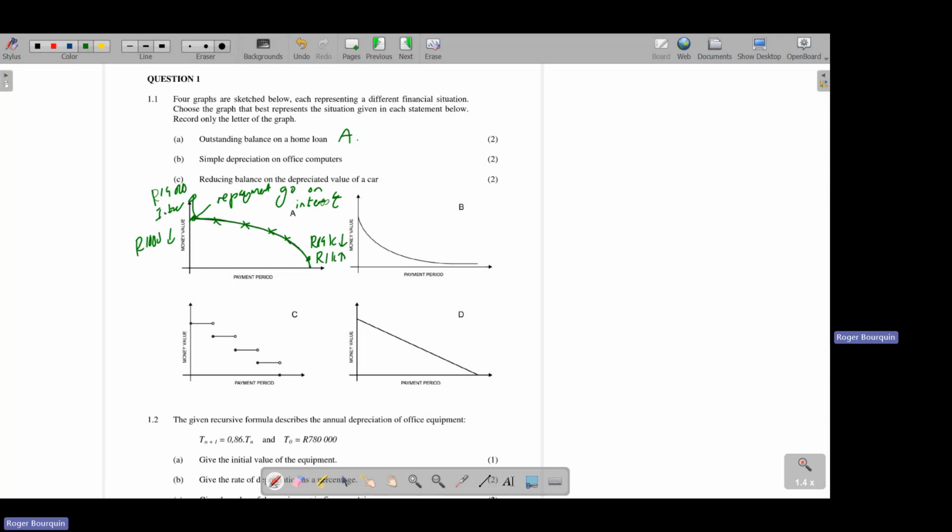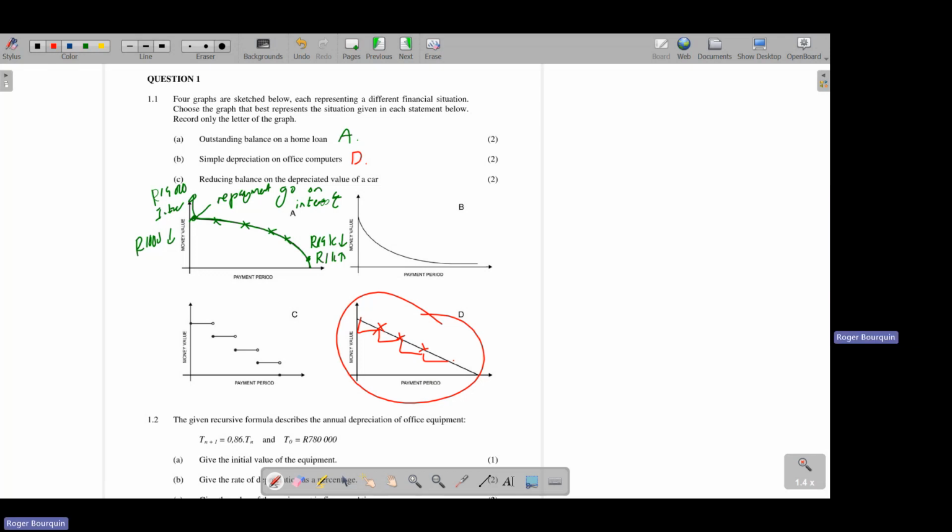Simple depreciation. Well, simple depreciation is like simple interest. In other words, it reduces by the same amount every single month. So your gradient is constant. Straight line depreciation is like this. So this is simple depreciation. So the answer to that is D.